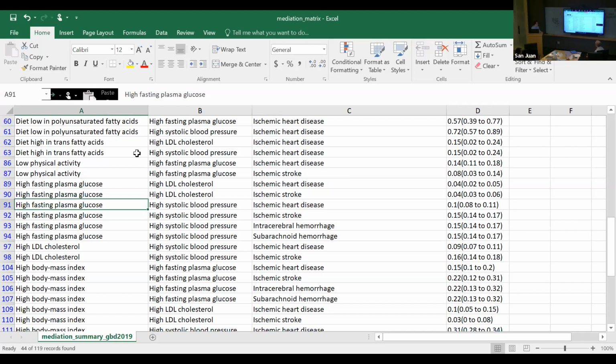But for example, low physical activity, the only mediation here is on fasting plasma glucose, not blood pressure, not on BMI. BMI is tricky, right? Because you can eat your way through whatever physical activity you have. But you would expect a blood pressure effect here, for example.